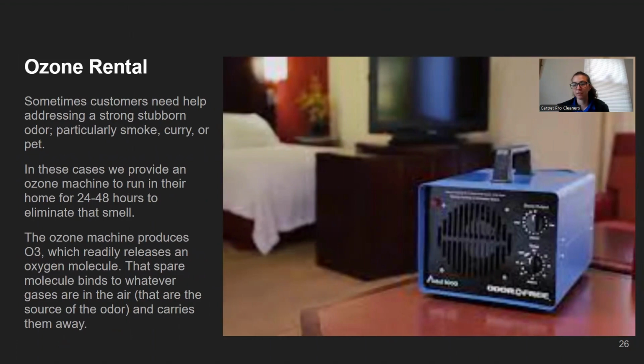So smoke smell is coming from carbon. If there's extra oxygen molecules in the air, it'll bind to that. You'll end up with CO2, which is what we know and love and exhale, and it's able to dissipate. So these machines are really powerful odor eliminators.